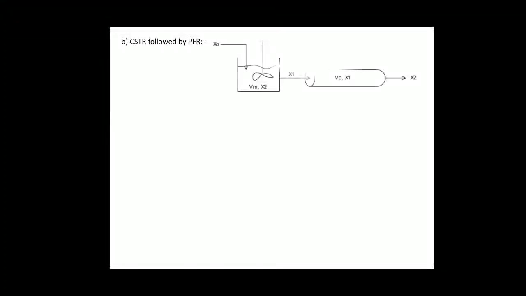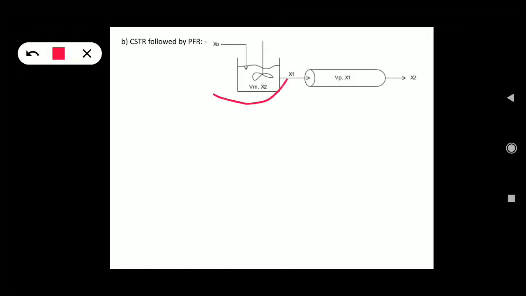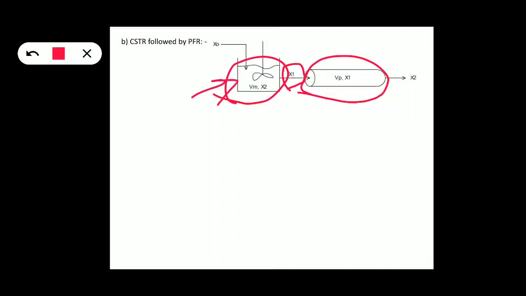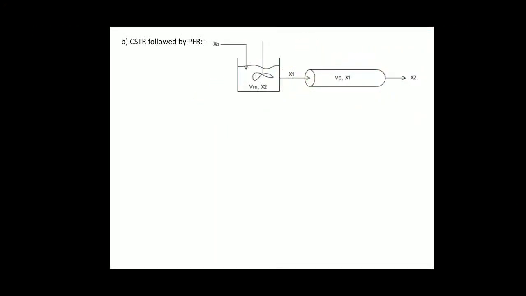Now we are going to see another system. Suppose first of all I use the CSTR and then it is followed by the PFR. Here I have the MFR, where Vm is the volume of the mixed flow reactor, followed by the PFR. Now here X1 cannot be 0.96, because this is not a plug flow reactor, this is a mixed flow reactor. So I have to find X1 first, and then I have to find the value of X2.